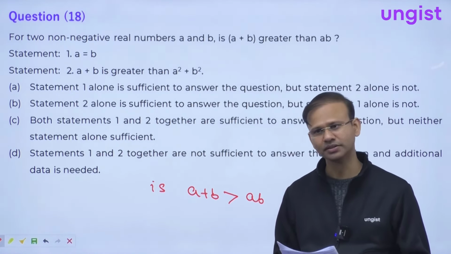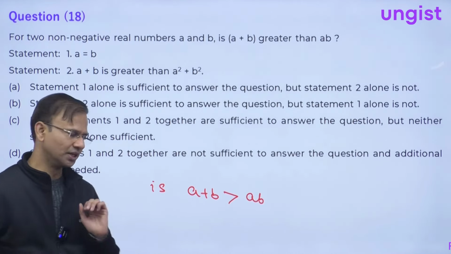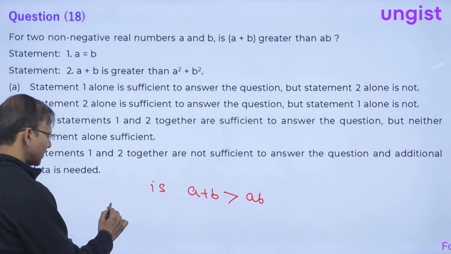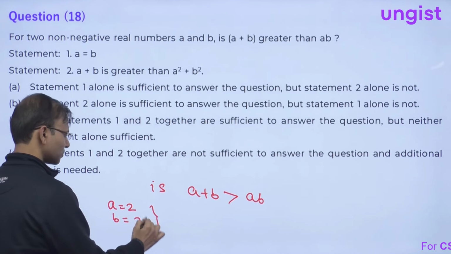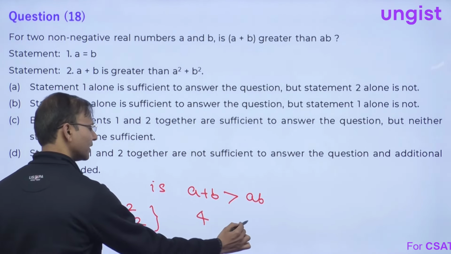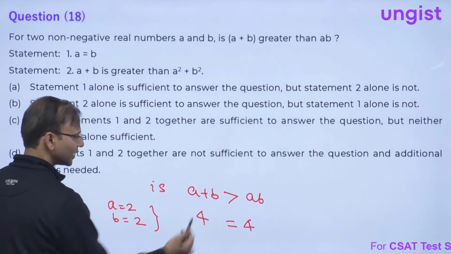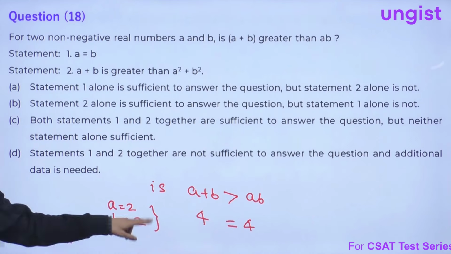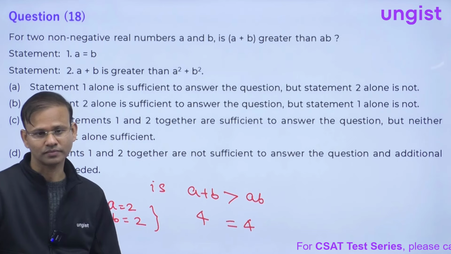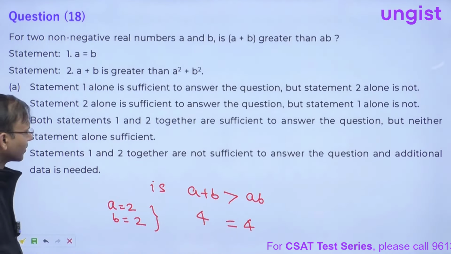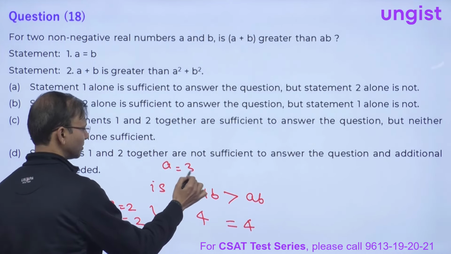Right? Clear? So now friends, here we have the contradictions. Let me tell you why. Suppose we have considered A as 2 and B as 2. Then A plus B is 4 and AB is also 4. So A plus B is not greater than AB this time. This time A plus B is equal to AB if we have considered both numbers as 2.